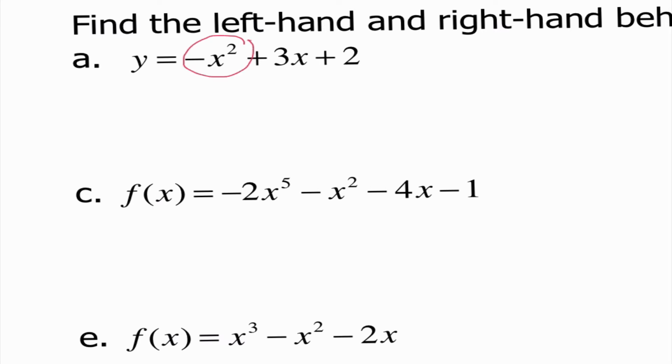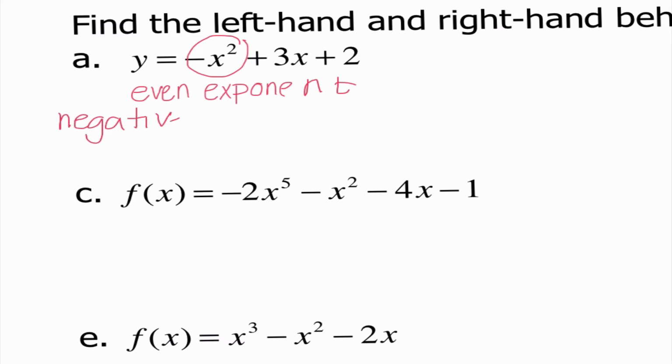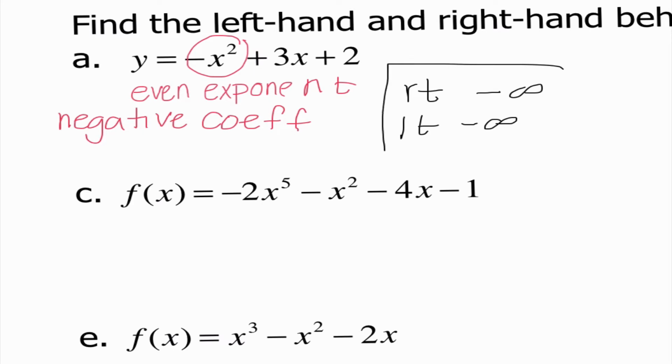Some things I see: it is an even exponent, and it has a negative coefficient, and I'm going to abbreviate coefficient there for us. So what this tells me is that to the right, it is going to -infinity, and to the left, it is also going to -infinity. So that's really the only thing that we have to answer on this. We just need to know what direction things are going.